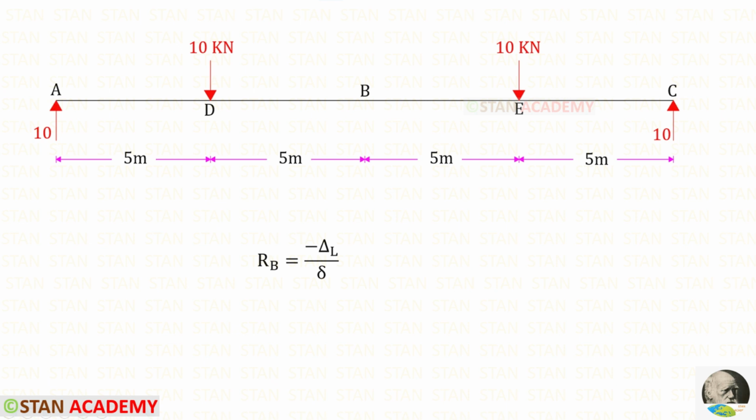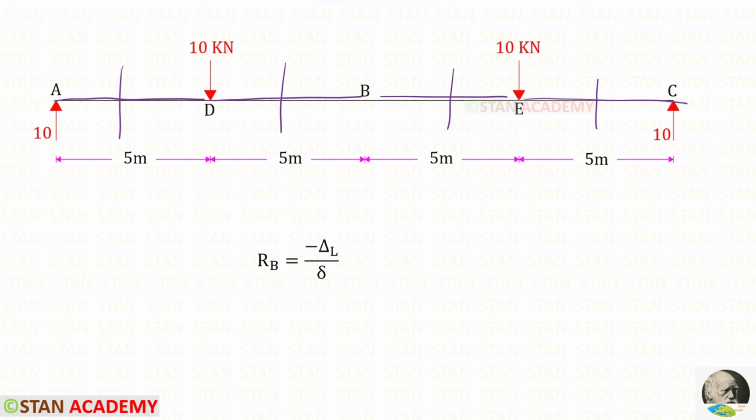We know the formula to find RB: minus delta L upon delta. To find these two, we are going to use the unit load method. In the unit load method, we have to make sections. In this beam, there are 4 different parts: AD, DB, BE, and EC. So we have to make 4 sections, one in AD, one in DB, one in BE, and one in EC.